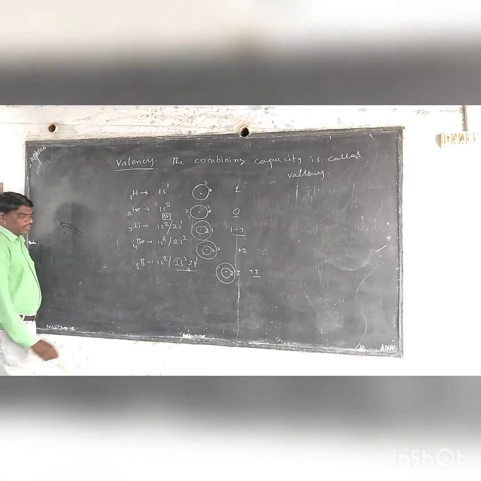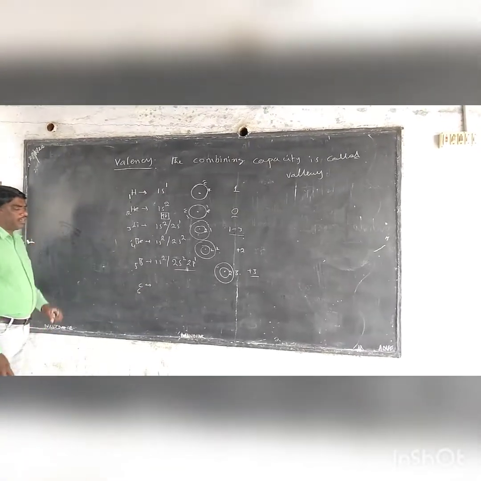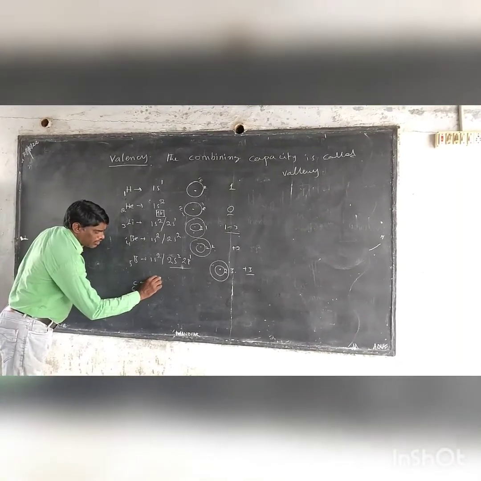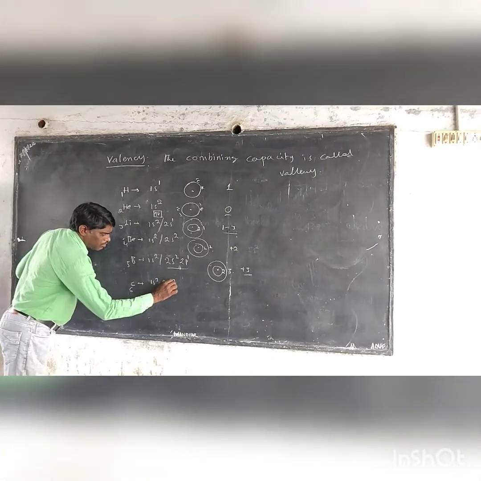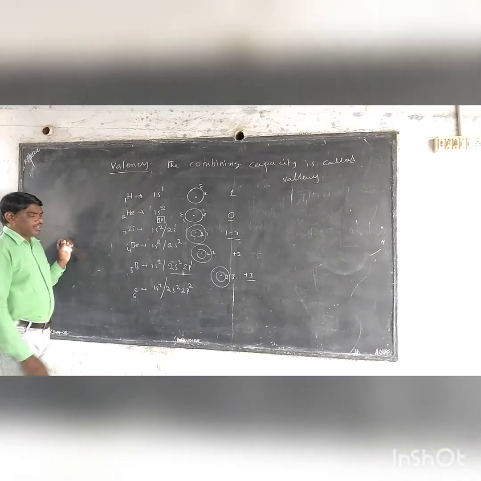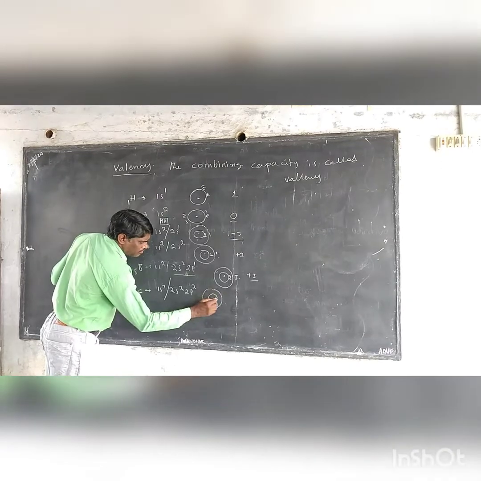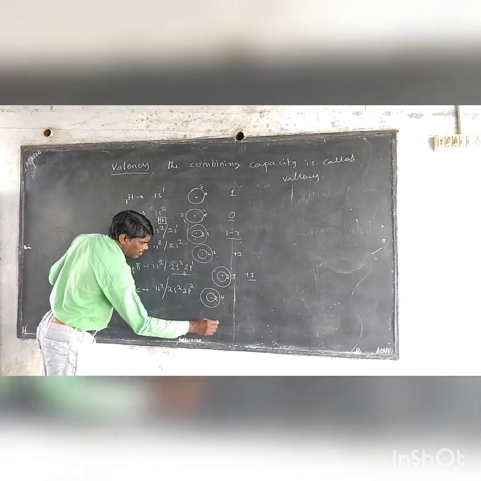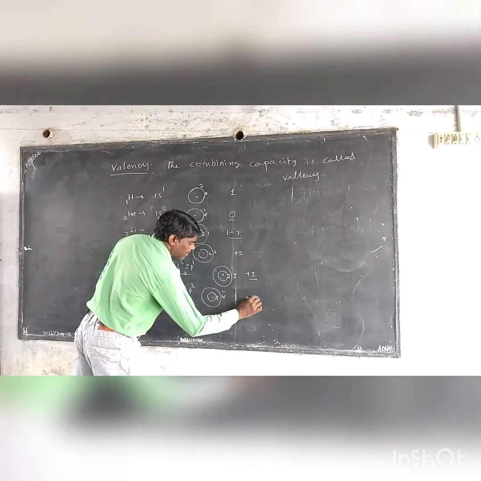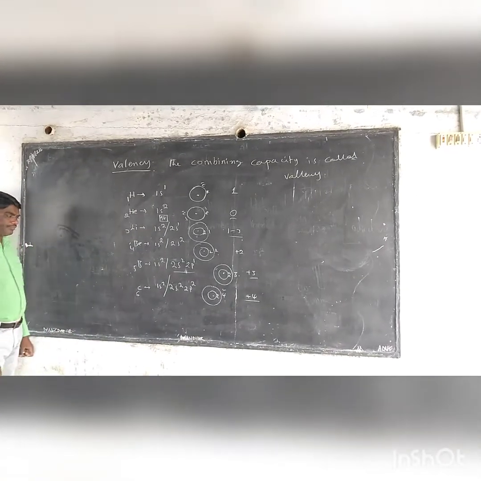Now next one is carbon. Carbon is the most important for hydrocarbons, and its electron configuration is 1s2, 2s2, 2p2. So the second shell is the valency shell. The first shell has 2 electrons and the second shell has 4 electrons. The valency of carbon is how much here? 4. So that's why the maximum valency of carbon is 4 only. So this is carbon.